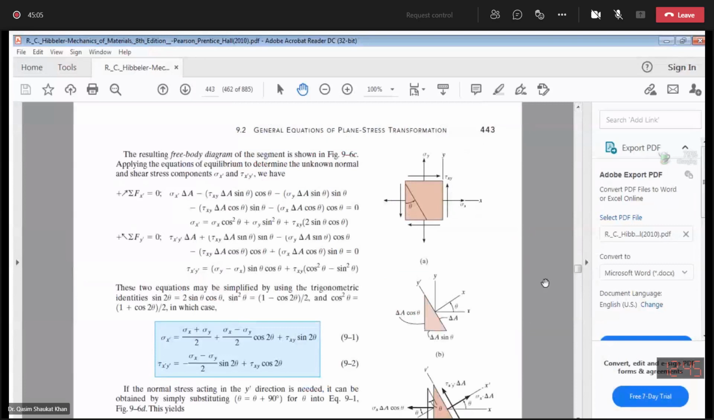Is this point clear? If you have any query, please ask me now. No query? No query?